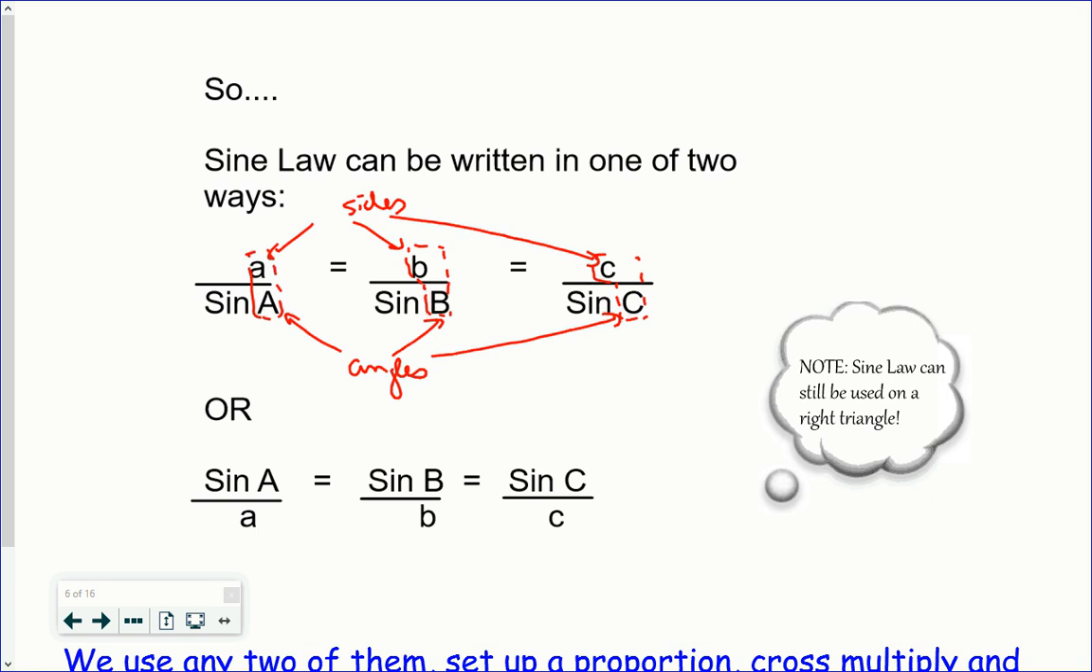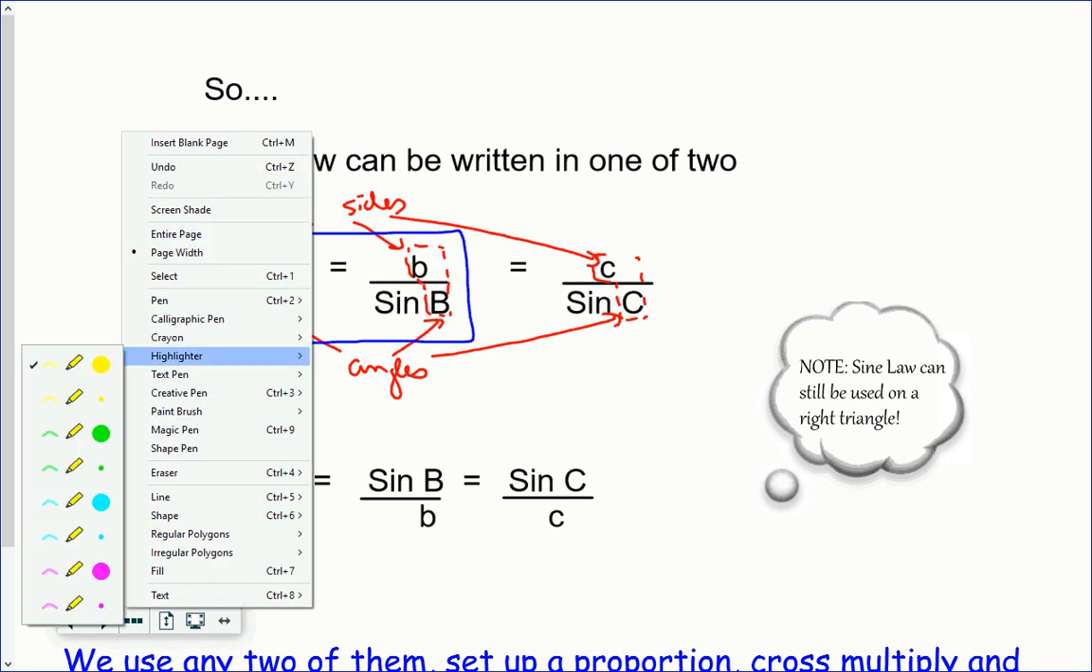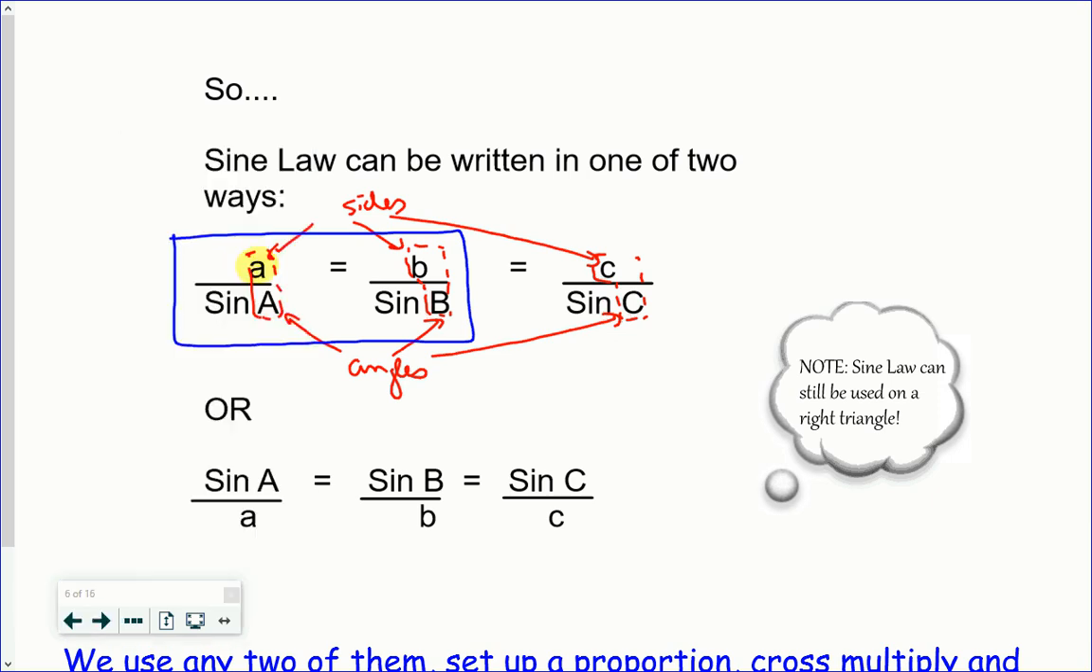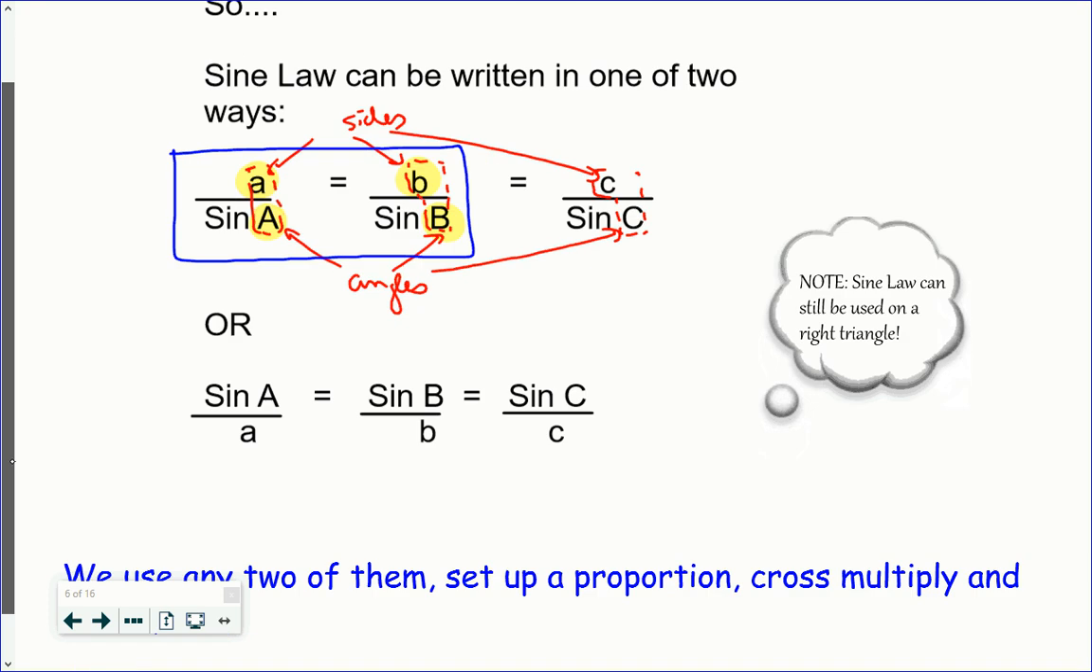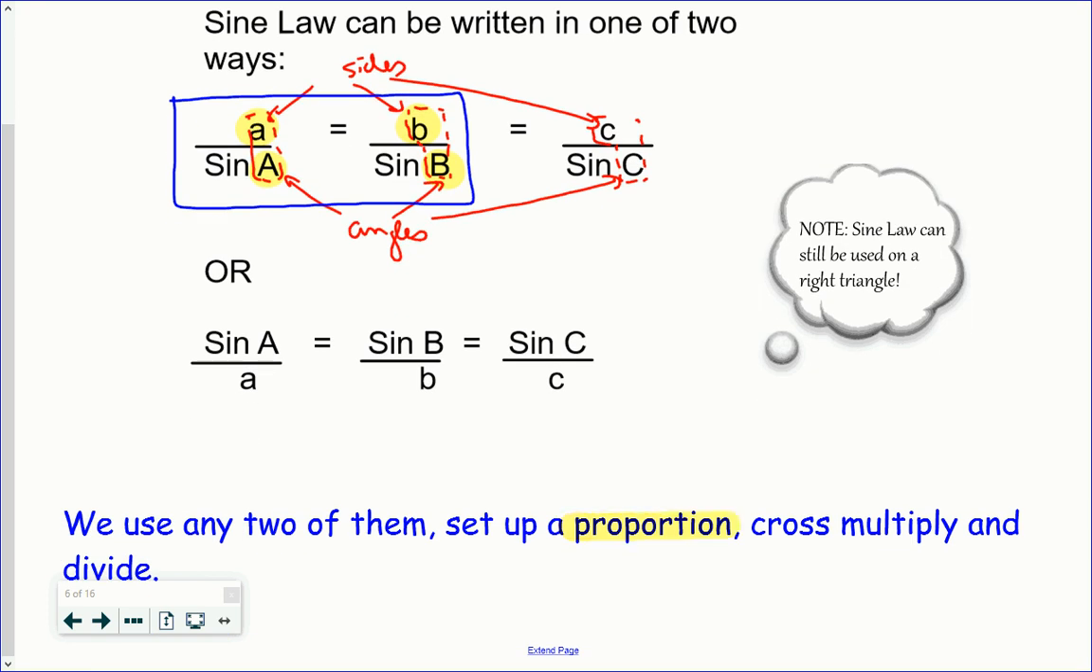Now, what we do to solve these is we actually don't use all three, we just pick any two of them. So you should see here that we have four numbers that we could plug in. A number here, a number here, a number here, and a number here. You're going to be able to plug in three of those four numbers. Once you've plugged in three of the four, we set up a proportion, and we cross multiply and divide. That's it.